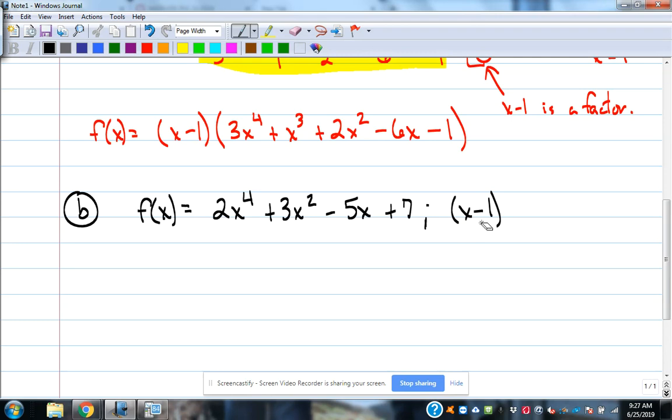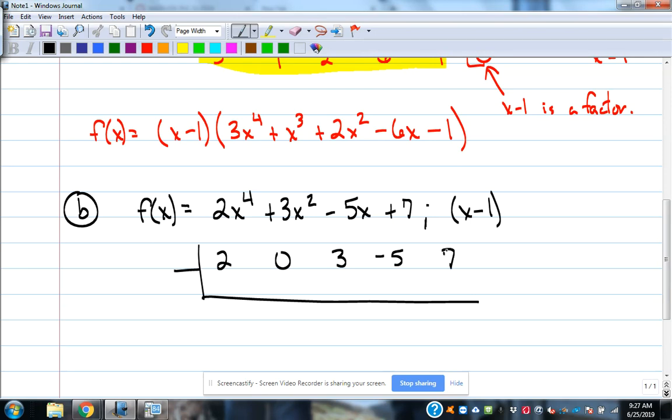So now this one, they give us that factor here on the end. They're saying x minus 1 again, and they want us to verify if that is a factor of this polynomial. So we're just going to set up the same thing. 2, and then this one is missing the x cubed, so we're going to put a 0 in that place.